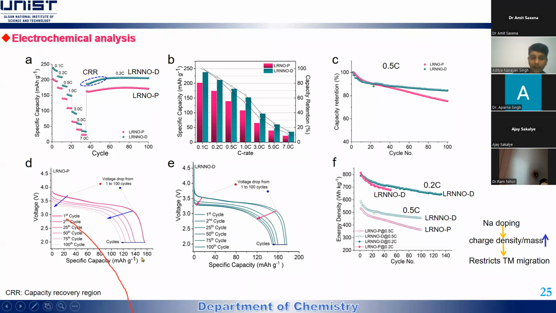So we could see that we have controlled the capacity fading by sodium doping, because in the later part I will explain what sodium exactly does. Sodium not only does the activation process, it also holds the potential, known as the pillaring effect, which does not allow the migration of transition metal when lithiums are not there. So it has a dual purpose.